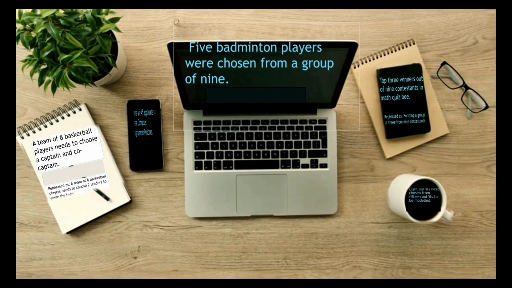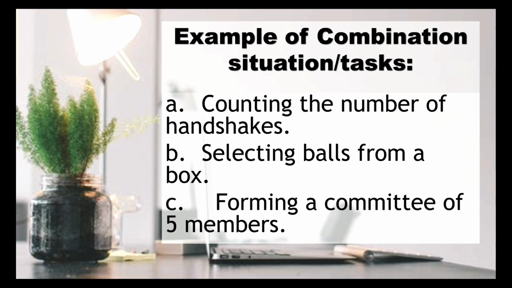Go to the next. Okay. These are the other examples of combination situation or task. Examples are counting the number of handshakes. Kasi kahit alin dun yung maunang ma-handshake, counted pa rin yun. Selecting balls from a box. Kasi order is not important in selecting balls from a box. Kahit mauna yung white kay yellow, as long as makapili ka ng 5 balls, order is not important.